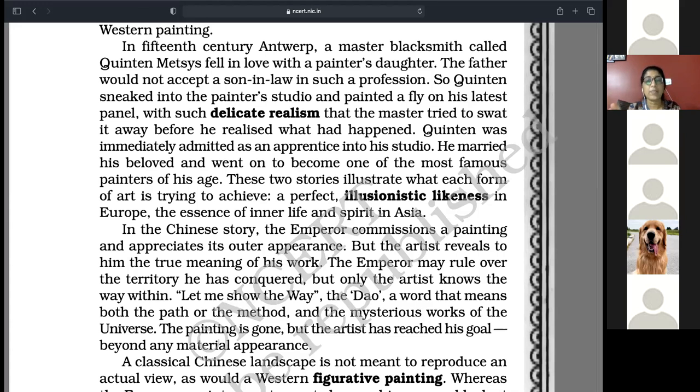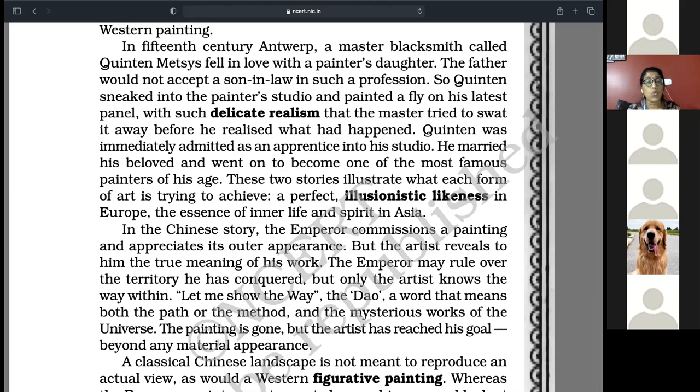This comes in the paper, and it is your back question from NCERT. The emperor may rule over his territory he has conquered, but only the artist knows the way within. Means an emperor may be politically very strong, but he cannot understand the real meaning of the artist. So that is why the emperor can appreciate the outer look, but he cannot understand the abstract meaning.